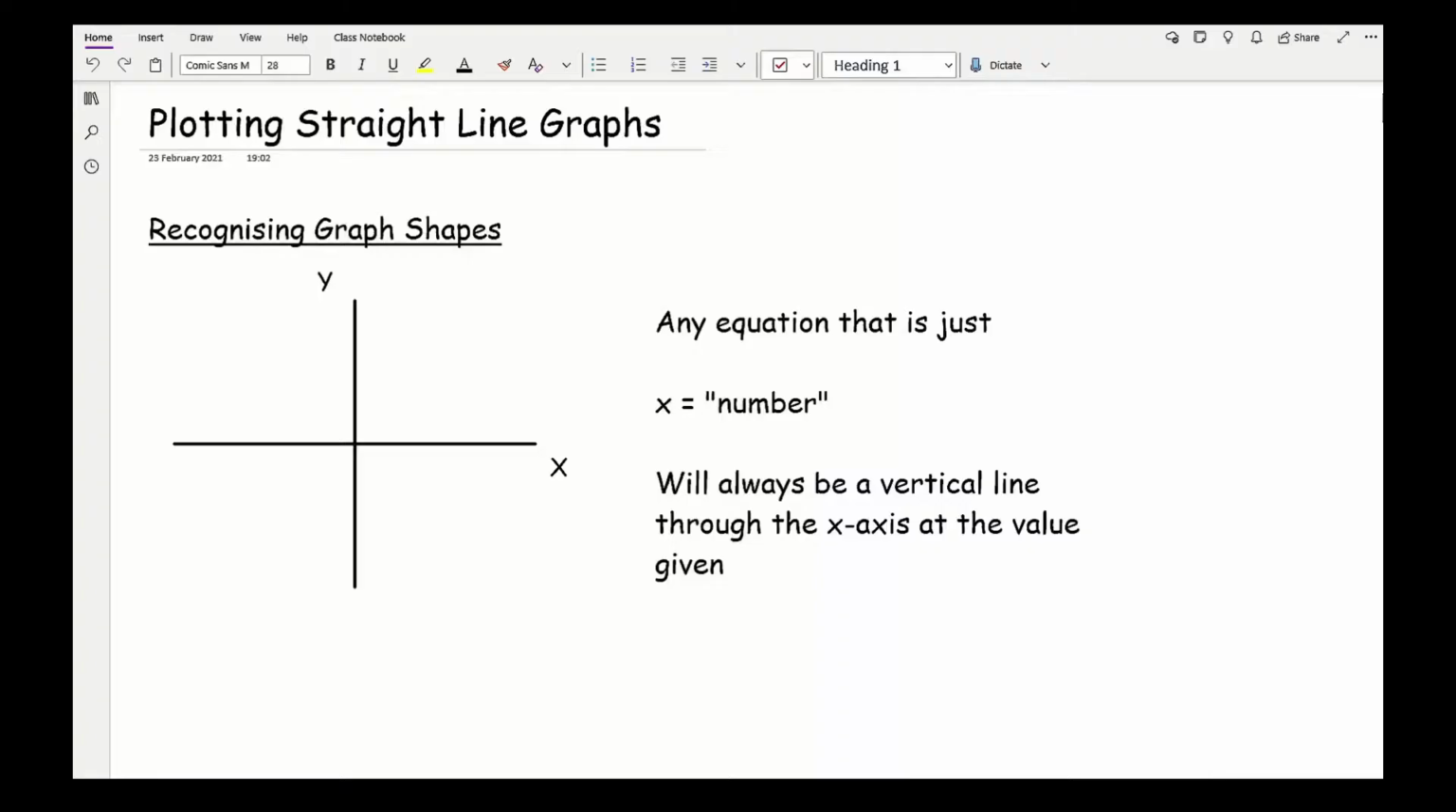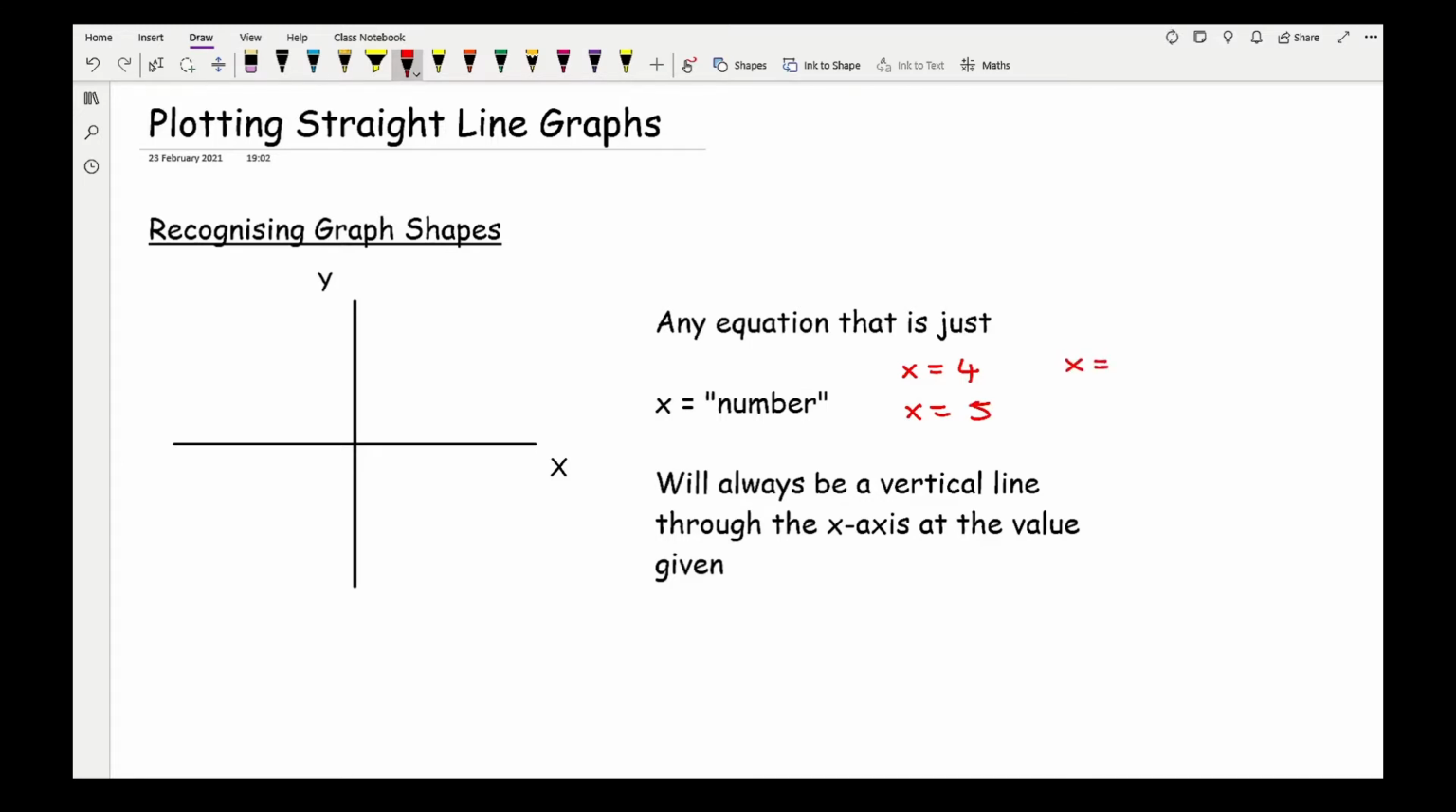Now before we move on to actually plotting a straight line graph or straight line equation, it's really important that you recognize what the graph should actually look like before you start plotting it. So let's have a look at when you've got an equation where it's just x equals a number. So for example, if I had an equation that looked like x equals 4 or x equals minus 5 or x equals minus 2.5 or x equals 0.5, you can see here that we've just got x equals a number.